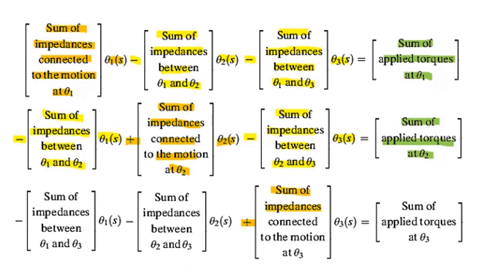For third equation, all the impedances or sum of impedances connected to the motion at theta 3 multiplied by motion of third test point, which is theta 3 of s, minus sum of impedances between theta 2 and theta 3 multiplied by motion of second test point, which is theta 2 of s, minus sum of impedances common between theta 1 and theta 3 multiplied by theta 1 of s, and this will be equal to sum of applied torques at theta 3.